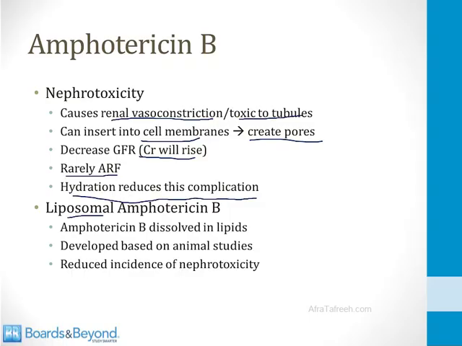There are so-called liposomal forms of amphotericin B. This is amphotericin B dissolved into lipids, and these were developed based on animal studies that showed them to be less nephrotoxic, and these can be used and they have less incidence of nephrotoxicity, although not zero, compared to patients who receive traditional amphotericin B.